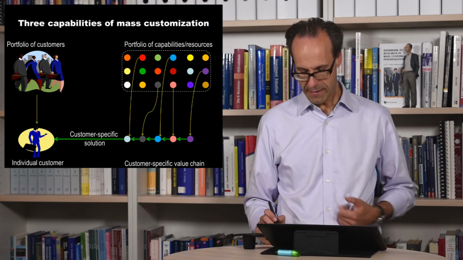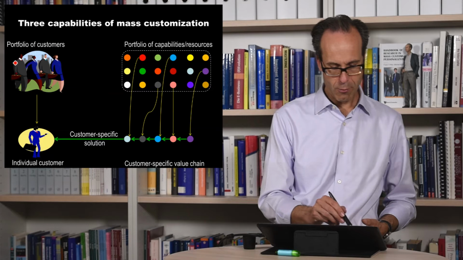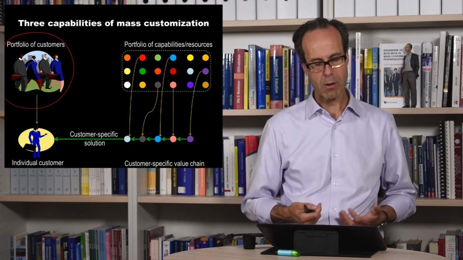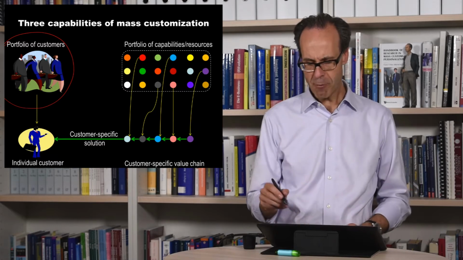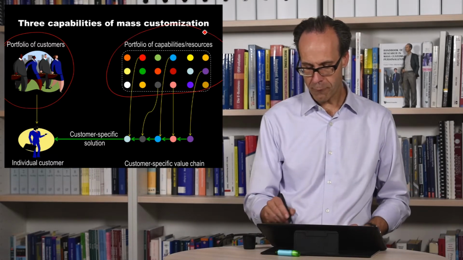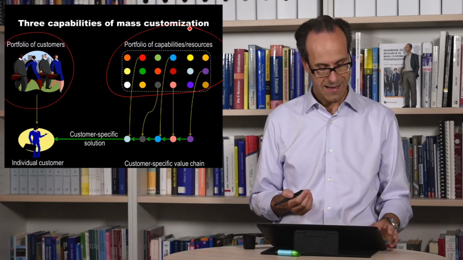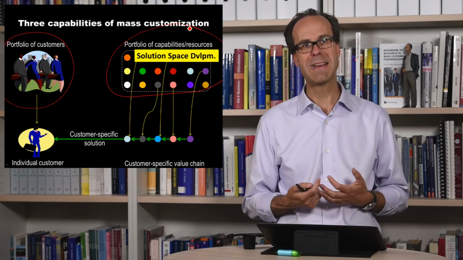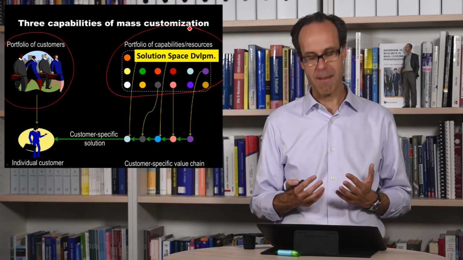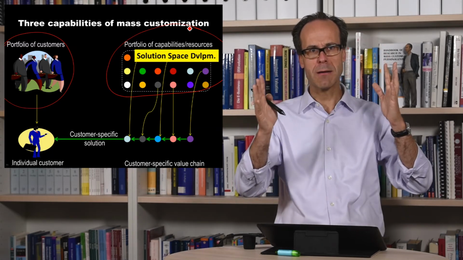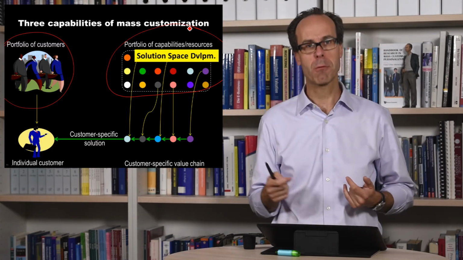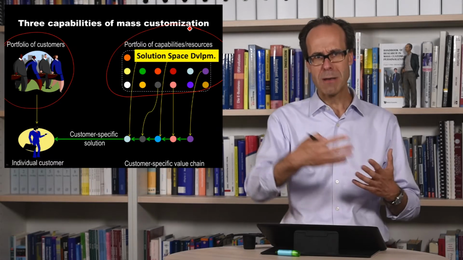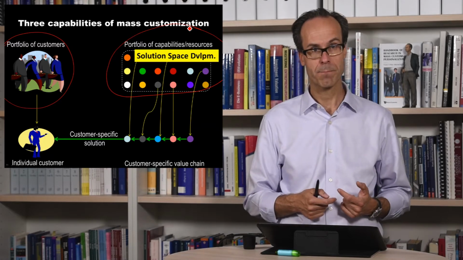Well, let's say we have a portfolio of customers, and these customers somehow buy our products. It's our market segment. And what we offer them is the so-called portfolio of capabilities and resources. And this is what we call solution-based development, and that's the first main capability. Solution-based development means we have to determine what are the options we offer to customers, which are customizable, and in which feature, how much choice do I really provide.